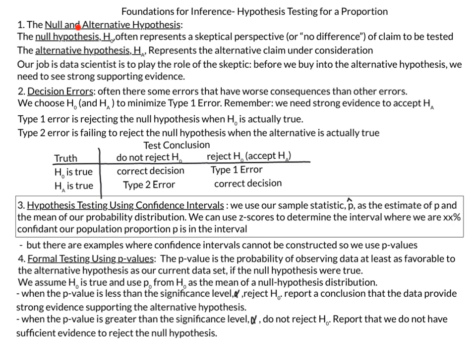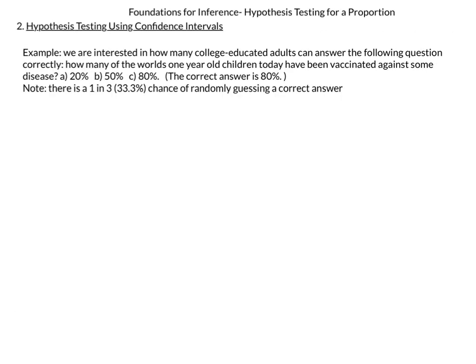Okay, now that we know how to set up our null and alternative hypothesis, we're going to look at hypothesis testing using confidence intervals. In particular, we're going to take a survey. We're going to use our sample statistic, p hat, as our estimate of our population parameter p, and then create a confidence interval. And from there, we're going to evaluate how probable or how likely the null hypothesis is versus the alternative hypothesis.